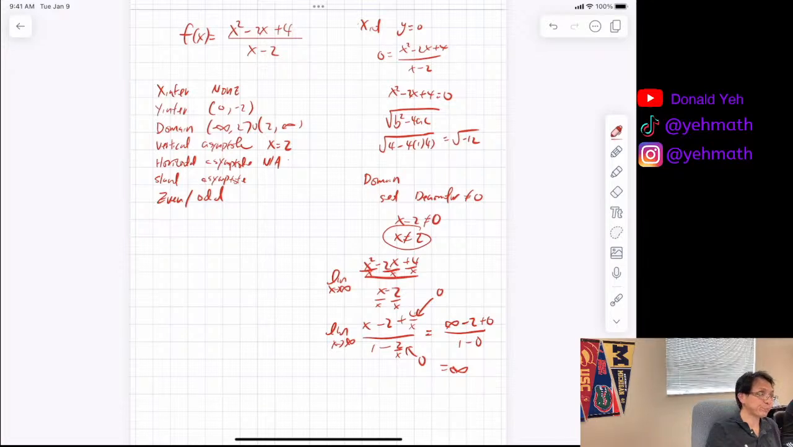Are there cases where one side has the horizontal asymptote and the other one doesn't? It is possible. It is possible. But I rarely see those. But I think it's very interesting. See if you can build one up to show me. But I haven't seen it yet.